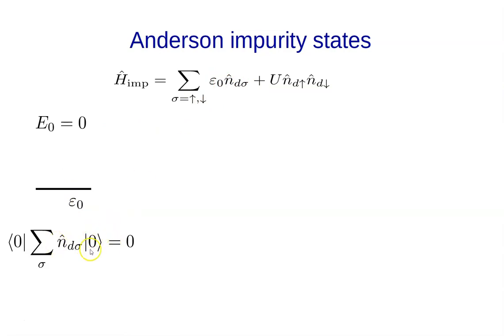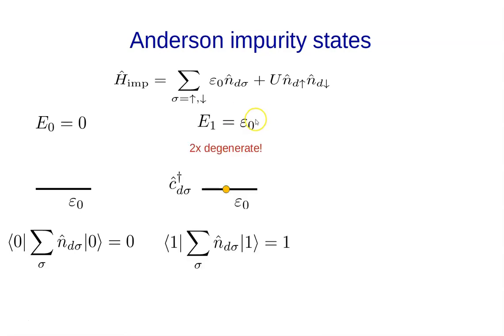So I'm calling this precisely 0, right? So n up equals n down equals 0. So there's an empty impurity. It means that there is energy 0 for this state. Then the next state is whether the impurity is occupied by 1 up or 1 down electron. So the total number of electrons here is 1. So I can call this state E1.